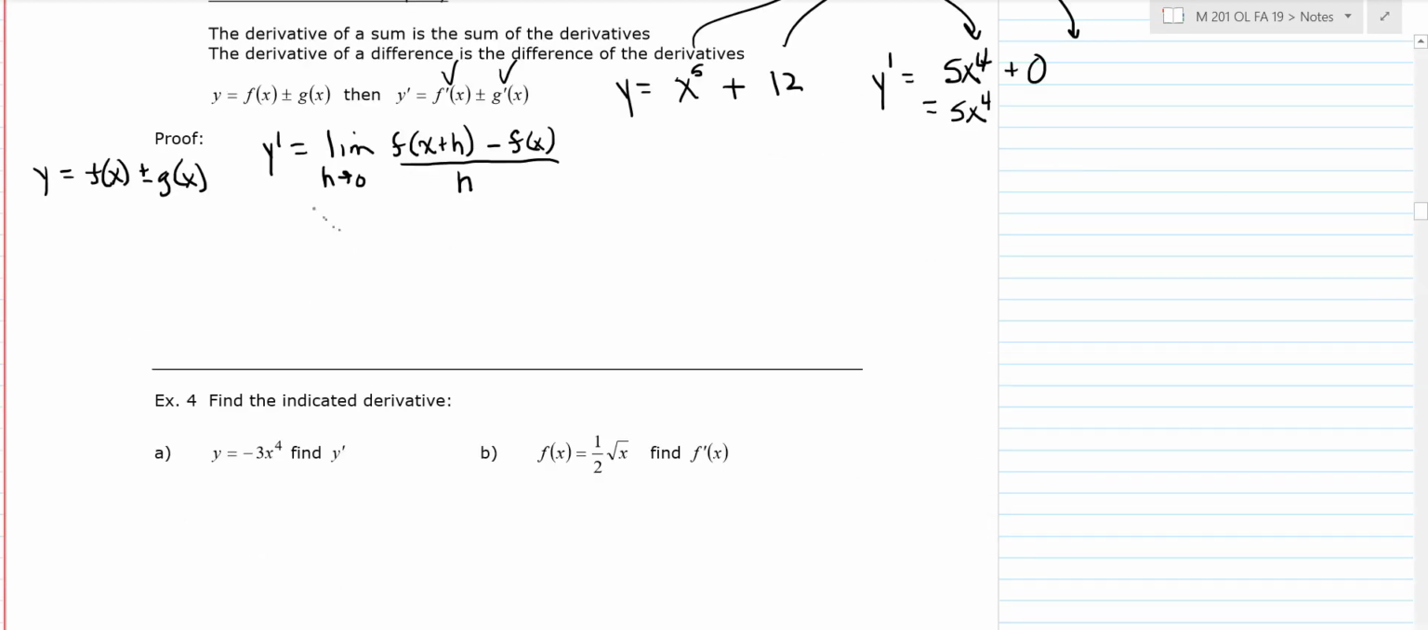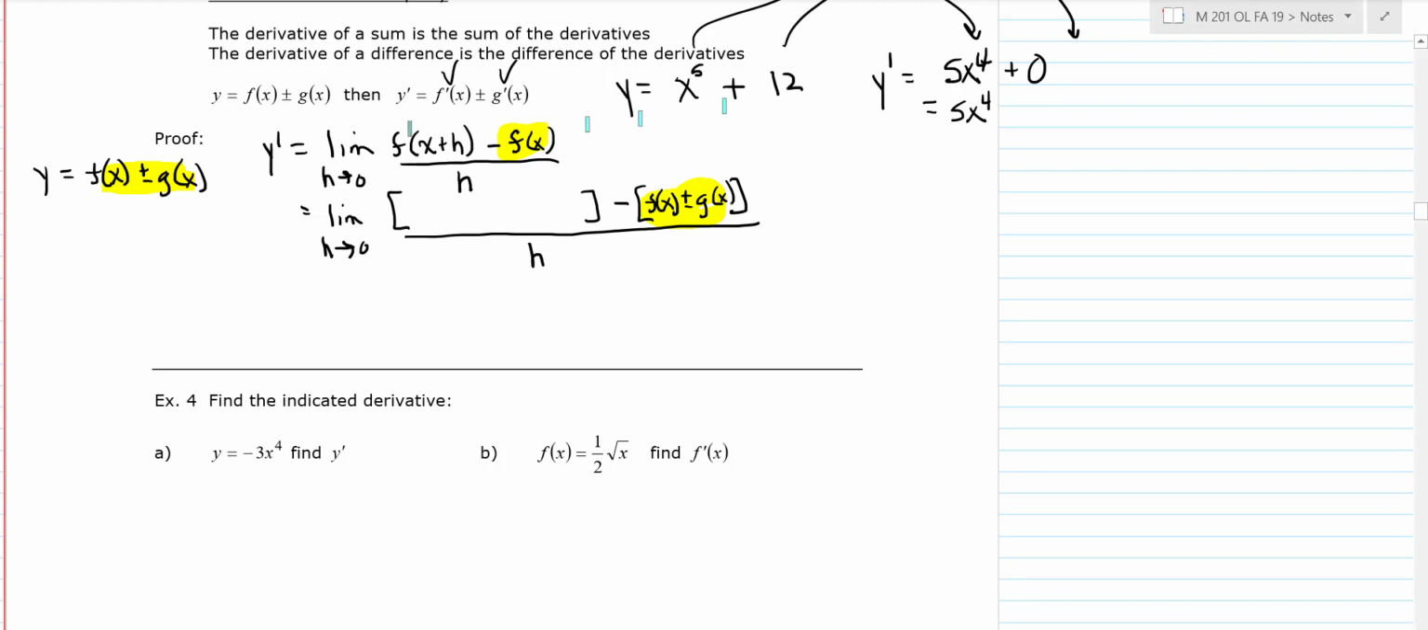Okay, so the next thing I'm going to do is set this up in exactly the same way we've been learning how to do this. So we're going to have bracket minus bracket all over h. I'll do exactly the same thing I've been showing you over and over again. f of x goes here. Well, that's what the whole function is. That whole entire function is f of x plus or minus g of x. That's what we're starting with.